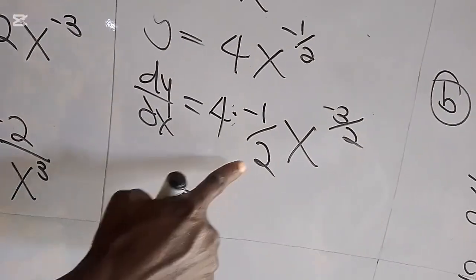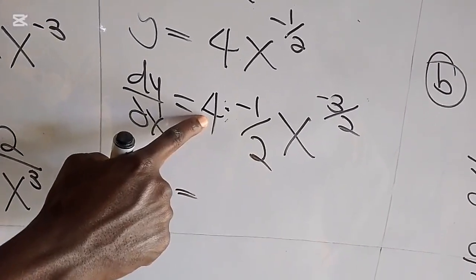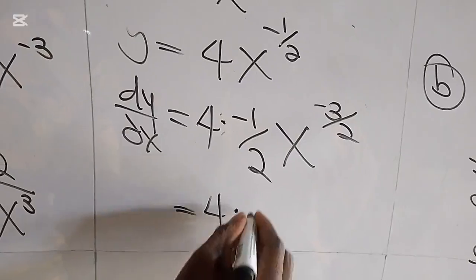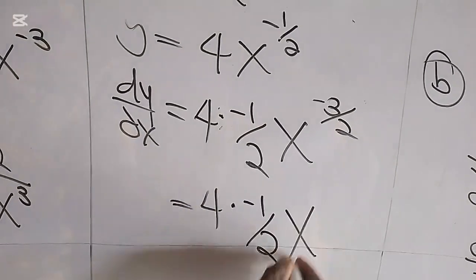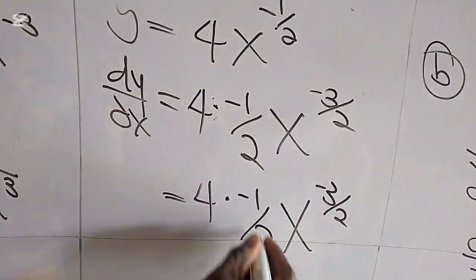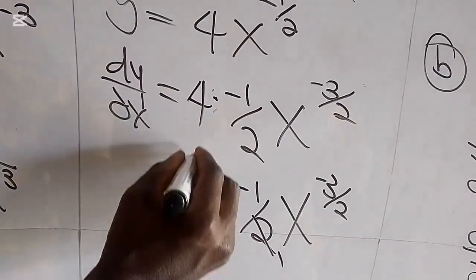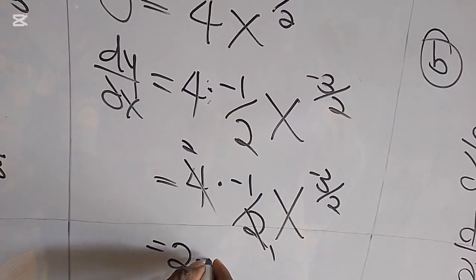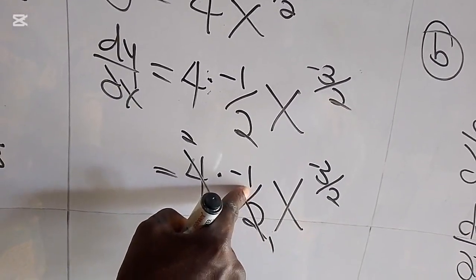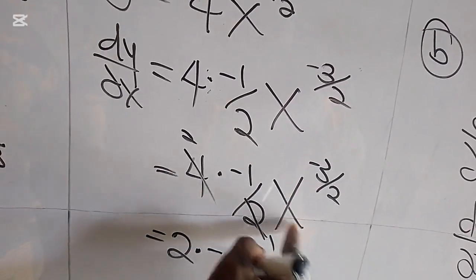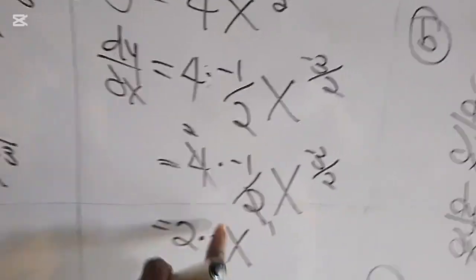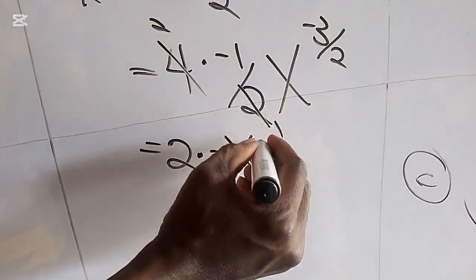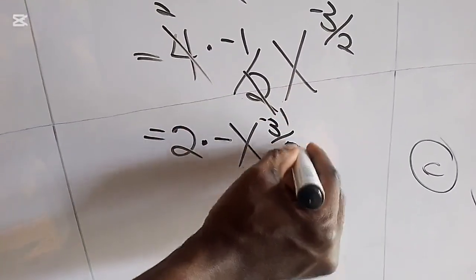Now let's move forward. This will go and cancel. So we have 4 times negative 1 over 2 times x to the negative 3 over 2. This goes here 1, this goes here 2. So we have 2 multiplying negative 1. The 2 will cancel, so we don't write the negative, but there is a negative 1 here. Then we bring our exponent, negative 3 all over 2.